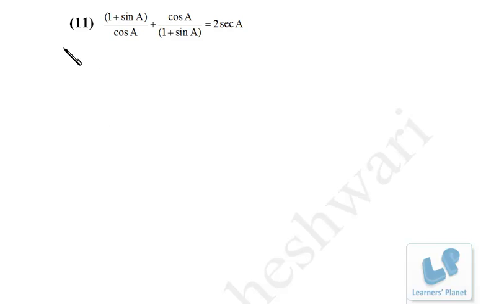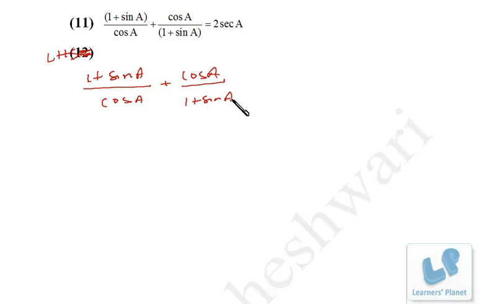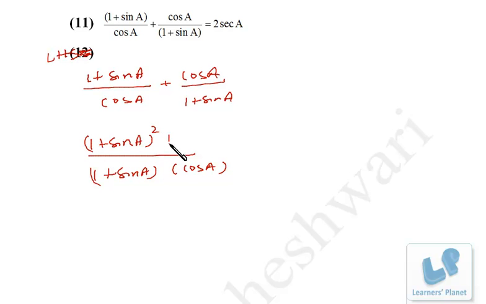We start with the LHS, that's the left hand side. 1 plus sin a by cos a plus cos a upon 1 plus sin a, right? First of all, let's take the LCM. So it's 1 plus sin a into cos a. Now cos a cancelled. 1 plus sin a will be multiplied by 1 plus sin a. So that's 1 plus sin a whole square plus, 1 plus sin a cancelled, cos a into cos a, that's cos square a, right?